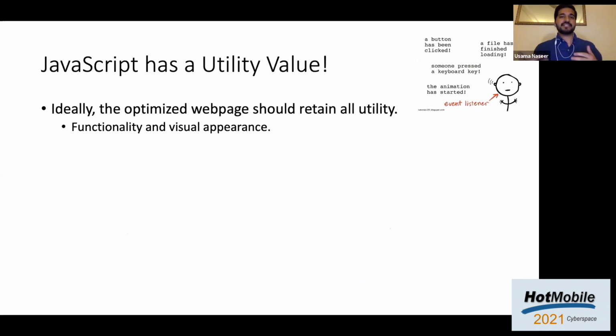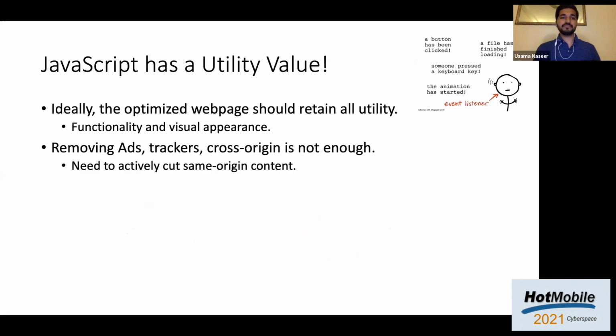It turns out JavaScript has a utility value. There's a reason why people use it. There are calls like addEventListener, where you can add some functionality to the page, and JavaScript can add images, change CSS rules, and do tons of other stuff. So if we are removing JavaScript, we are effectively removing all this functionality and visual appearance related utility from the web page. We have also observed, as I said before, that removing ad trackers and cross-origin content is not enough. So we need to actively cut same-origin content that is deemed to be important for the page load.